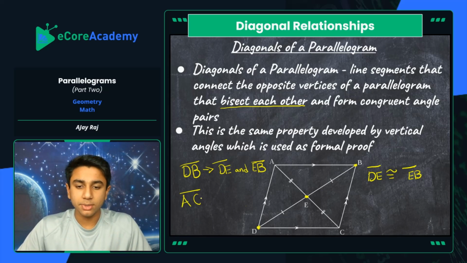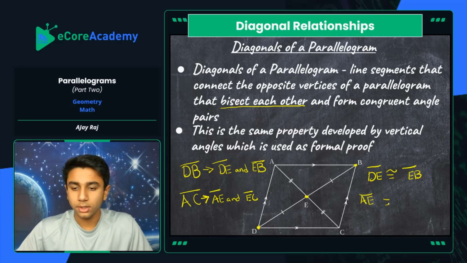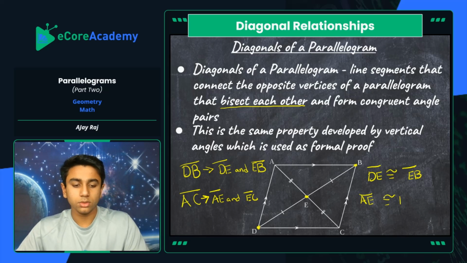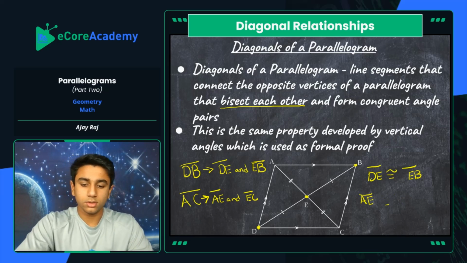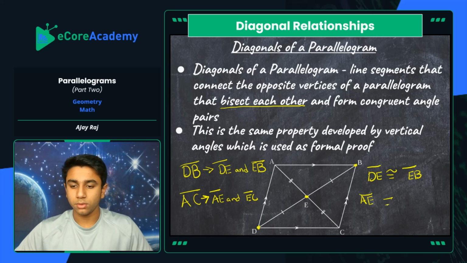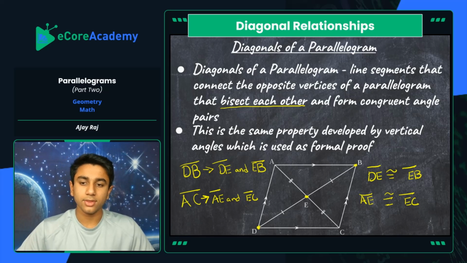And then AC is going to be split into AE and EC. So let's write that: AE and EC. That means that AE is going to be congruent to our EC line. They're the same in length. And also another property that we know is that they form congruent angle pairs.